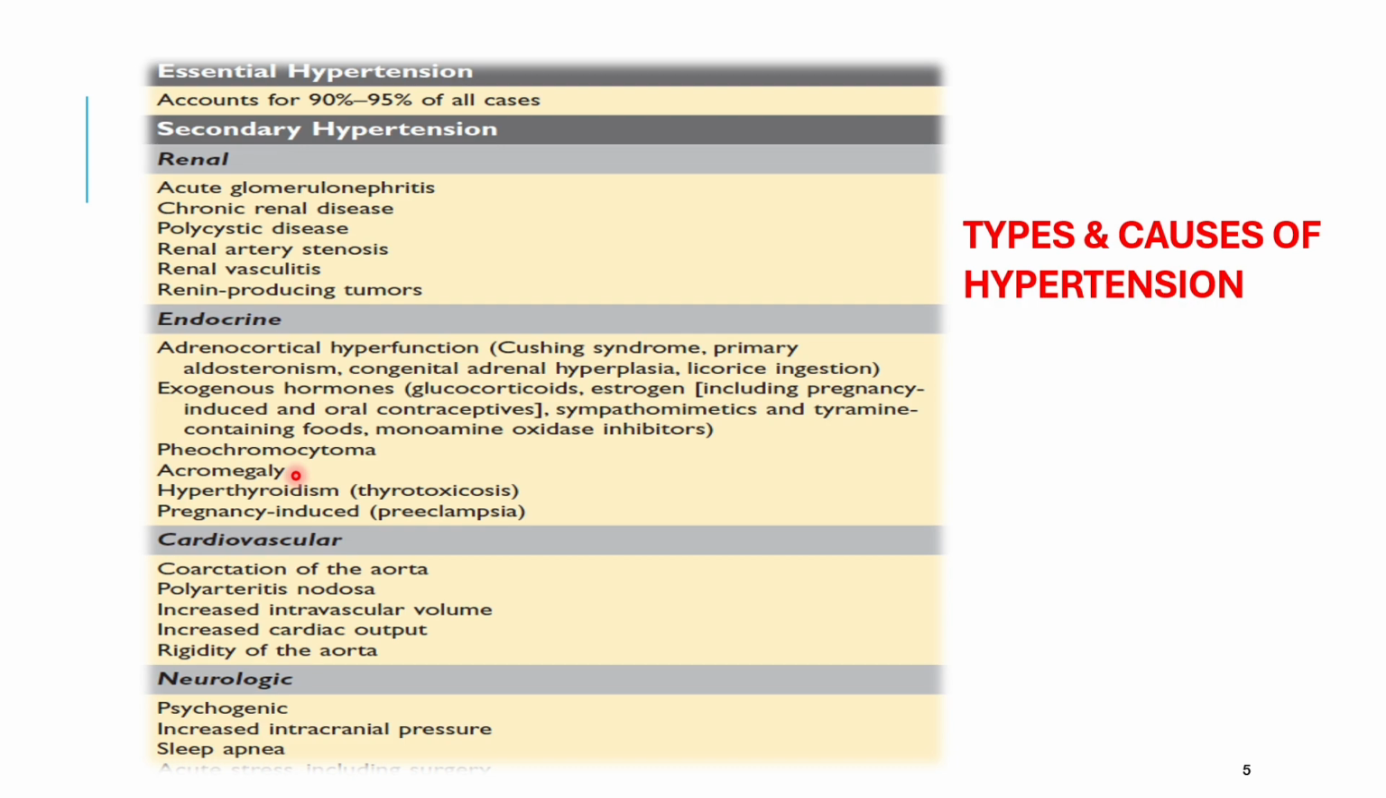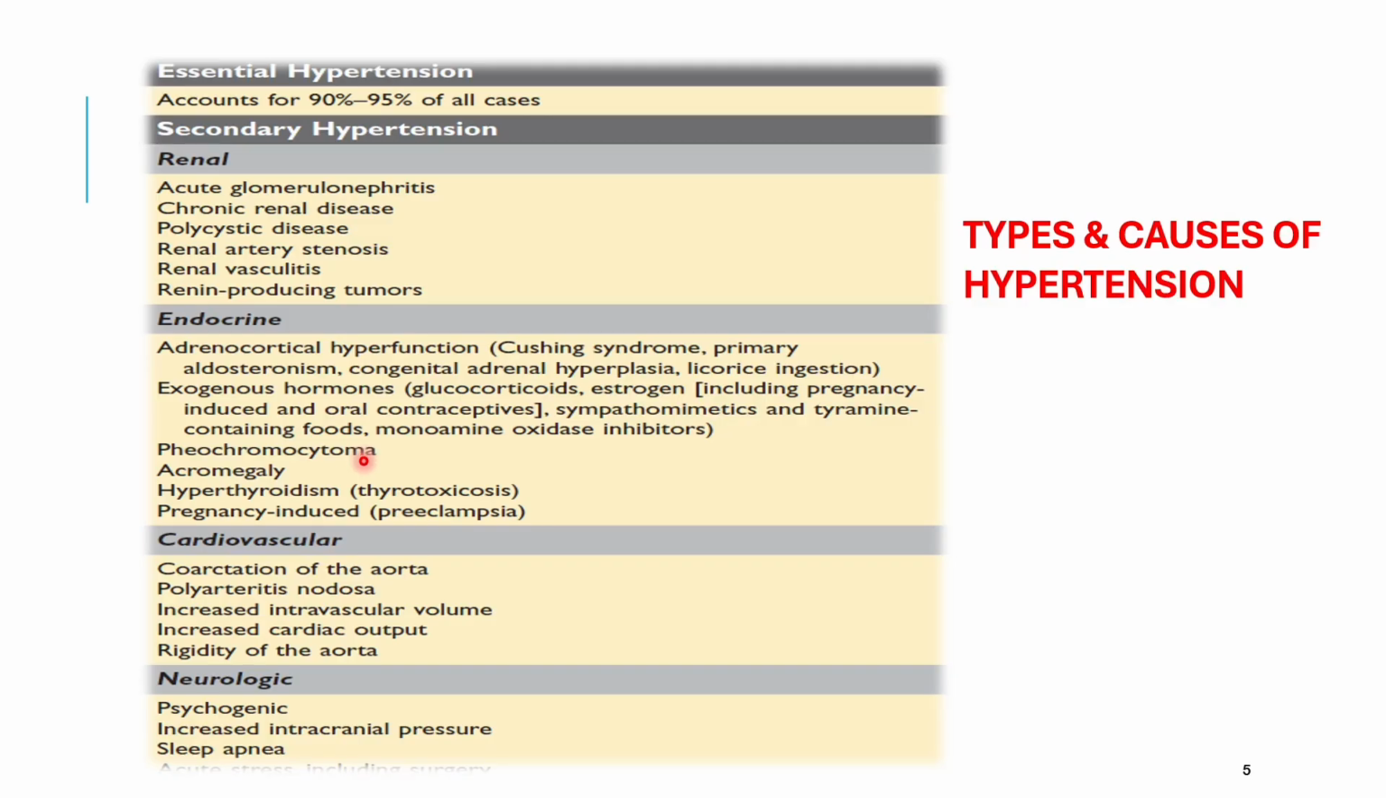Acromegaly, in which you have insulin resistance, because of which there is hyperinsulinemia, and hyperinsulinemia will increase sodium reabsorption. We know that whenever sodium increases in your blood, there will be an increase in blood volume, and that will lead to hypertension. Hypermetabolic states, particularly thyrotoxicosis, and in pregnancy, particularly preeclampsia cases, can lead to hypertension. Underlying cardiovascular causes are increased intravascular blood volume, increased cardiac output, and rigidity of the aorta, which can contribute to hypertension. And obviously, psychogenic and neurological causes, last but not the least, are important contributors. In chronic stress, there could be release of catecholamines, which can lead to hypertension. So these are the secondary causes: renal, endocrinal, cardiovascular, and neurological.